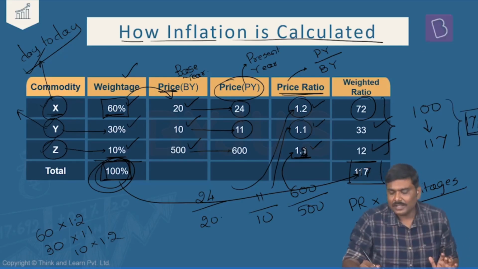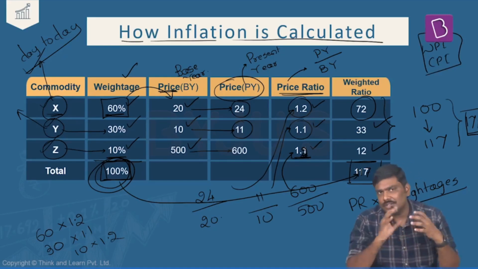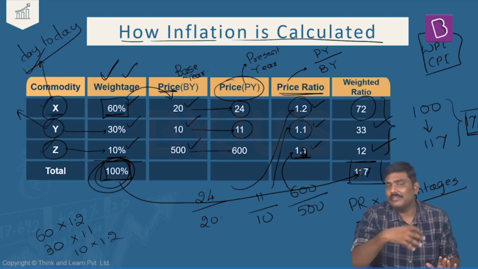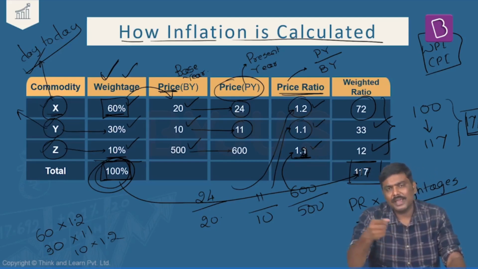So this is how either WPI or CPI is calculated. But you don't have to mug up the calculation. Calculation is not important. But you need to understand why weightages are important, why weightages are given with respect to the calculation of both these parameters, WPI and CPI.